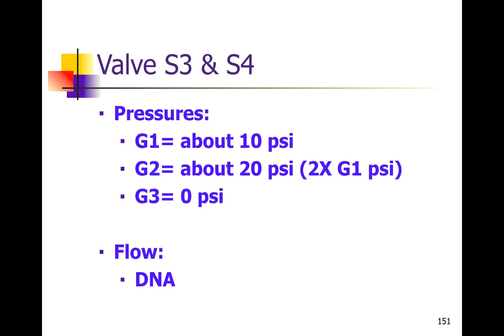And we know that these valves are wired correctly when we get these pressures. Because we've reversed the flow now, we're going to have higher pressure on gauge 2 than we do in gauge 1, and it's usually about 20 psi to 10 psi, or about a 2-to-1 ratio. Sometimes it'll be 18 on gauge 2 and 12 on gauge 1, but you get the idea. It's going to be higher on gauge 2 than gauge 1, and it should be 0 on gauge 3.